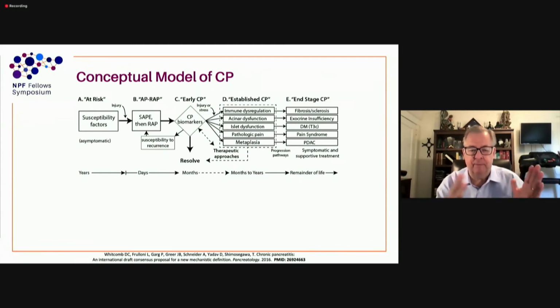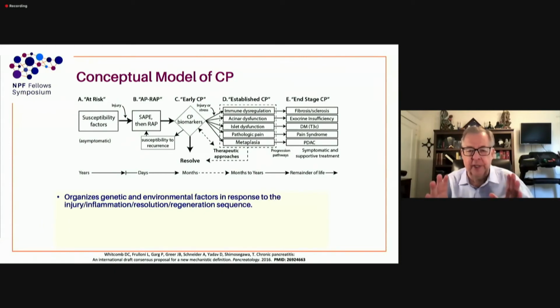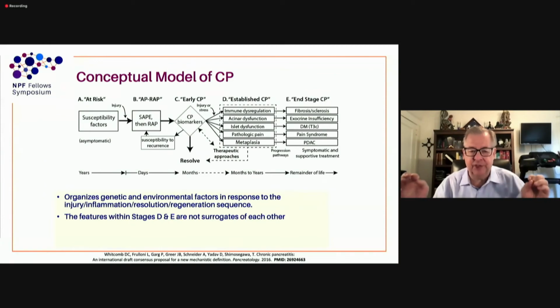We also put together a conceptual model to help us think about this that follows the progression from nothing to acute pancreatitis, the sentinel event, recurrent acute pancreatitis, and then an early chronic pancreatitis where there are features that may progress to established and then end-stage disease. So what this allowed us to do is to organize all of the environmental and genetic risk factors depending on where they are and what they do, and to understand the injury, inflammation, resolution, regeneration sequence, which is also important for developing pancreatic cancer.